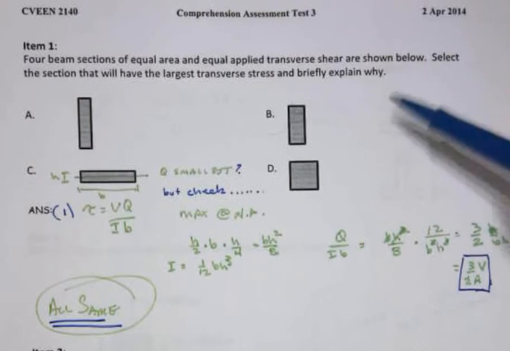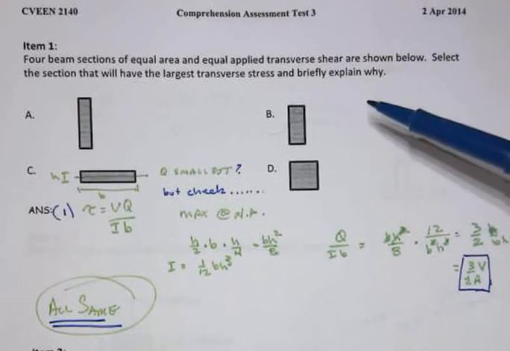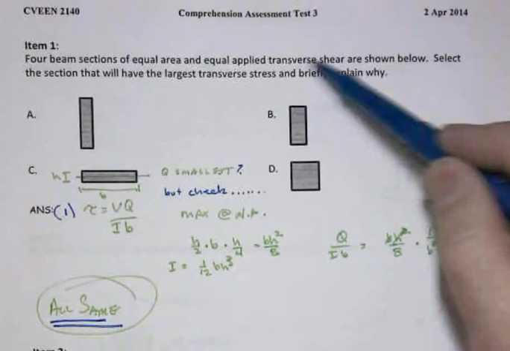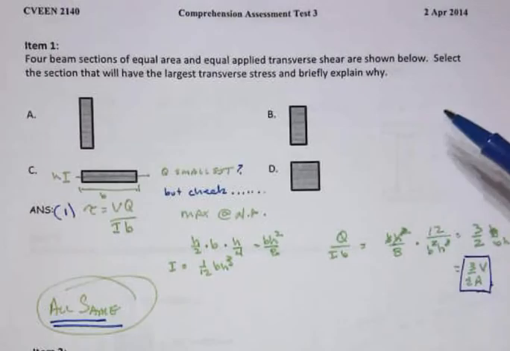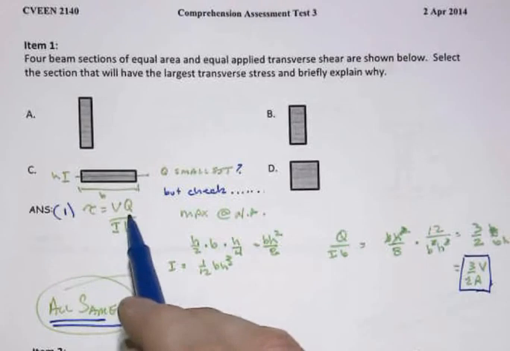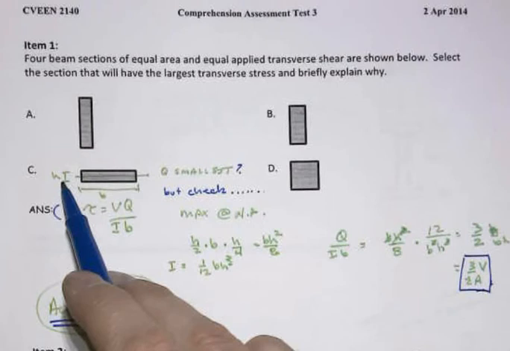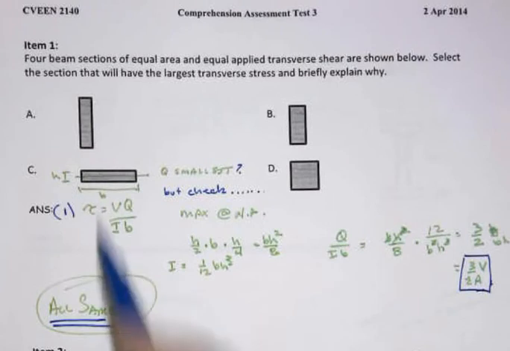In this first item, you actually have a little bit of a trick question. They're all rectangular sections, they all have equal area, and they all have equal applied transverse shear. So now you're selecting the section that has the largest transverse shear stress, and briefly explaining why. The way you do this is tau equals VQ over IB. V is the same for all of them. Each of them has height H and width B symbolically.